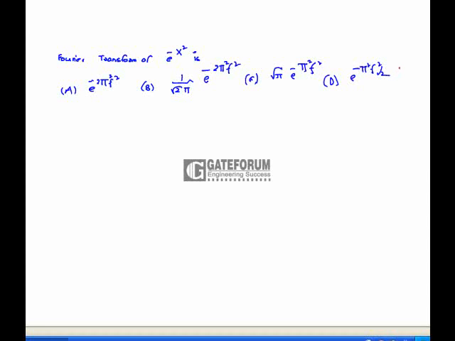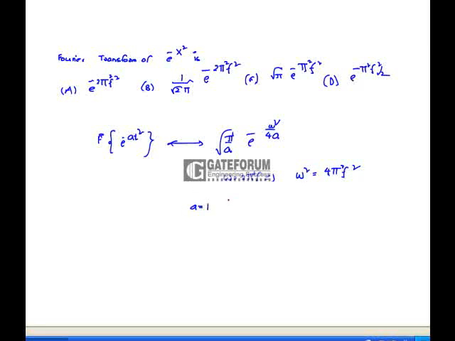Fourier transform of e power minus x square is. See, in order to decide this one, we have to apply the Fourier integral, but it is a standard form also. See, the Fourier transform of e power minus a t square leads to root pi by a, e power minus omega square by 4a, where omega is nothing but 2 pi f. So omega square is 4 pi square f square. Here a is nothing but 1.